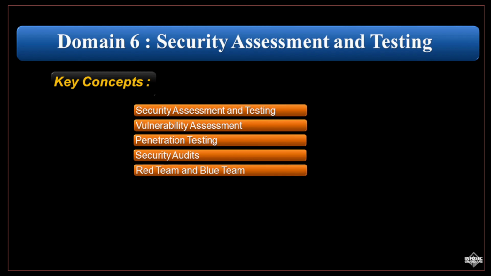Red team and blue team. In cybersecurity, the red team simulates attackers, attempting to breach systems, while the blue team defends against these simulated attacks. Red team and blue team exercises help organizations identify vulnerabilities and improve their security strategies.